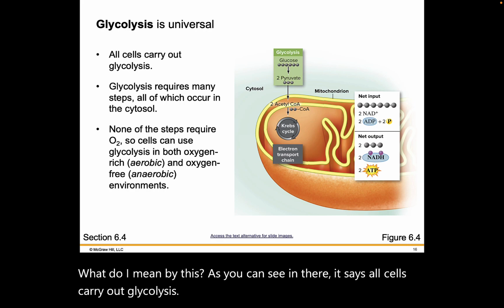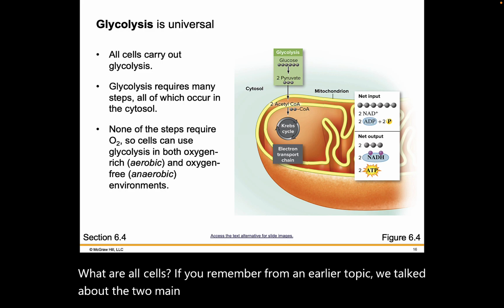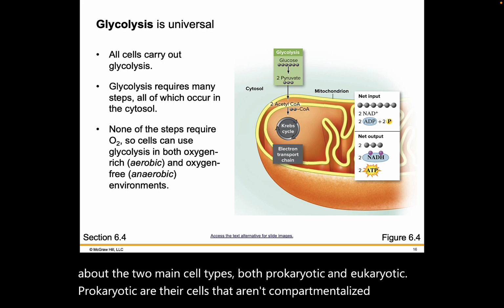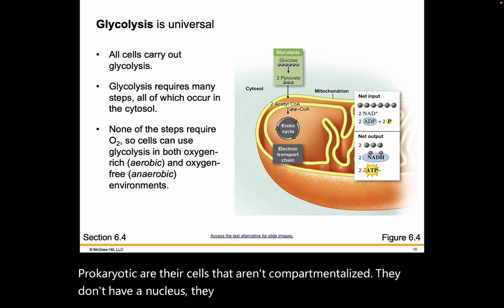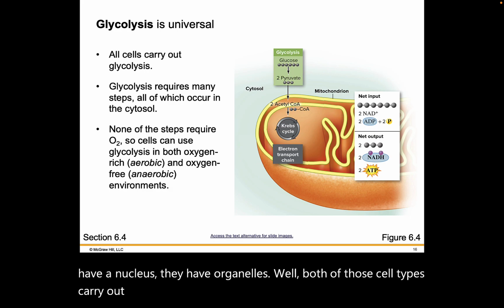What are all cells? Well, if you remember from an earlier topic, we talked about the two main cell types, both prokaryotic and eukaryotic. Prokaryotic are those cells that aren't compartmentalized. They don't have a nucleus, they don't have organelles. Eukaryotic cells have a nucleus, they have organelles. Well, both of those cell types carry out glycolysis.